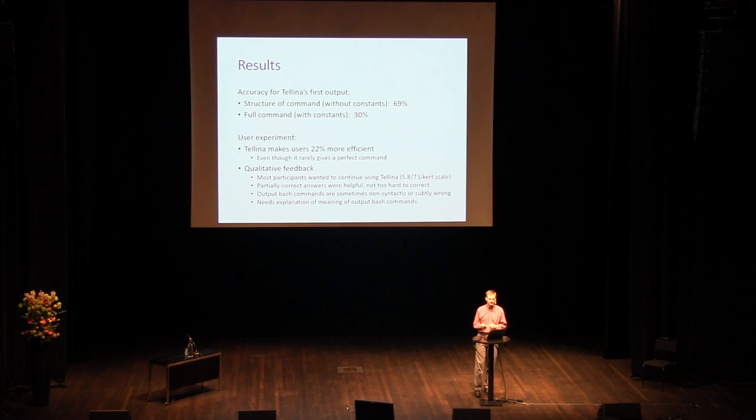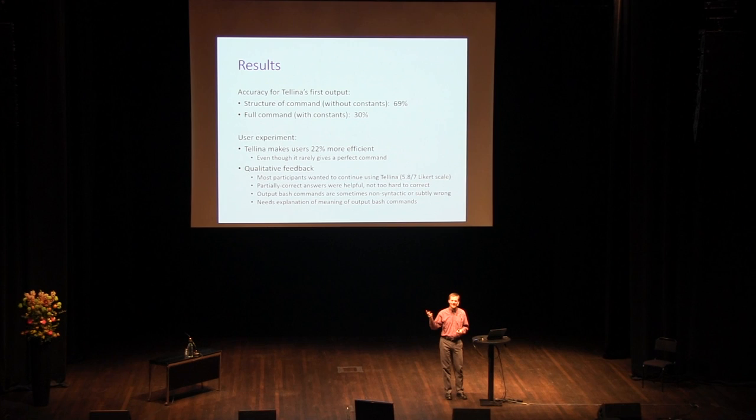When you look at the accuracy of this system, if you look at just the structure of the command without the constants like *.txt that I showed you, it's about 70% accurate. If you look at the exact results, whether it got all the constants right as well, the accuracy is about 30% for the first output. If you're willing to look at the first 5 outputs or so, then the accuracy goes up. Okay, so this is interesting. What we have is a system that tells you a good answer a third of the time, tells you a somewhat useful answer a third of the time, and lies to you a third of the time.